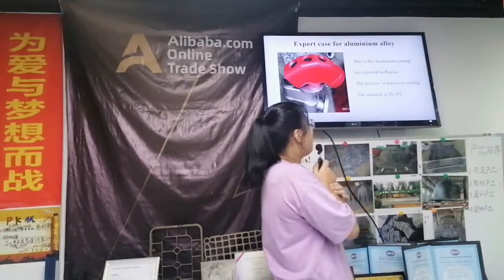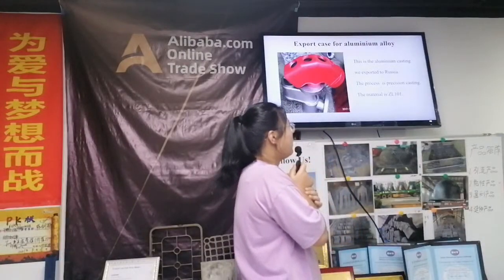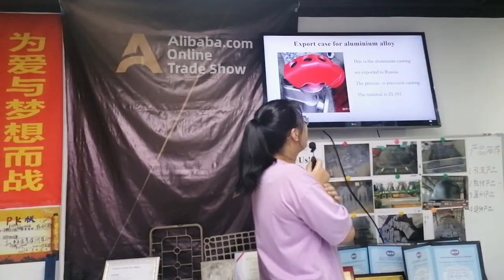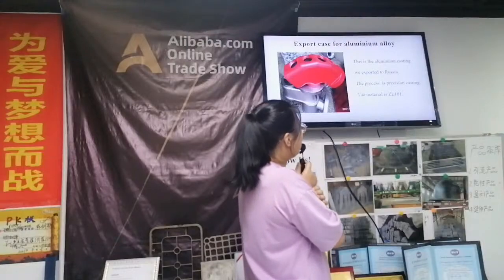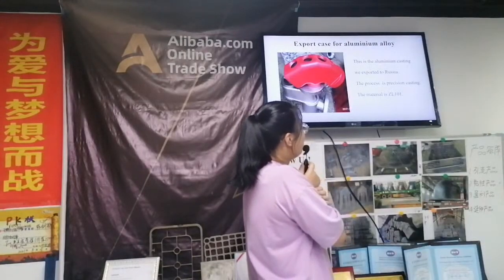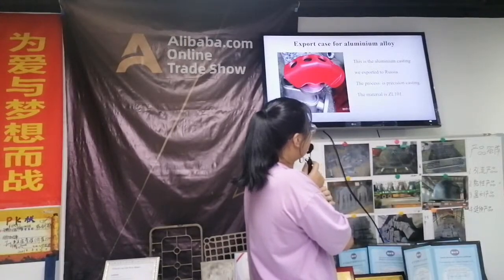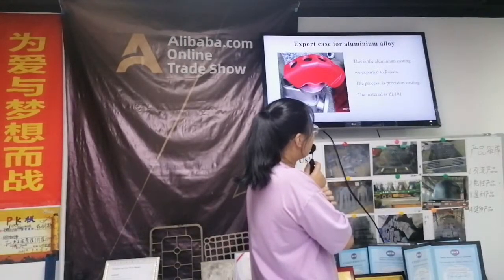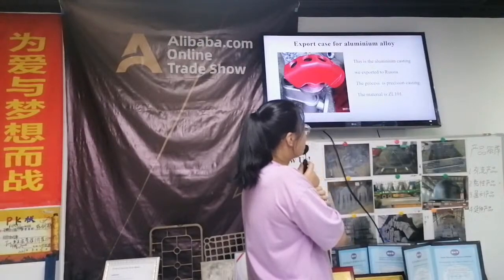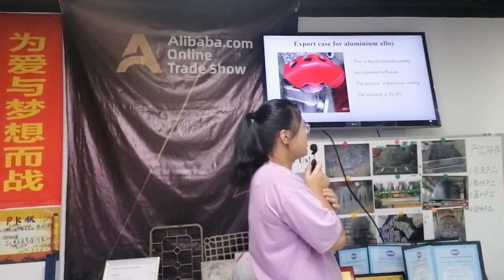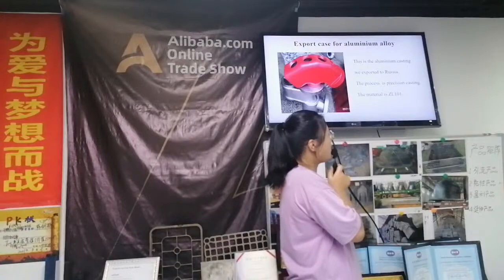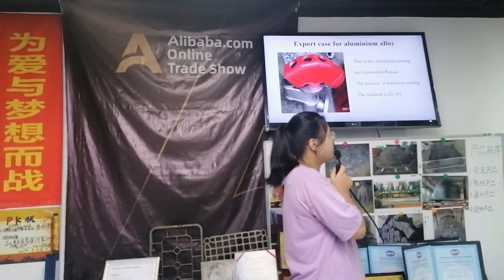Next, export cases for aluminum alloy. This one is aluminum casting. We export to Russia. The process is machining casting. The material is CL101.